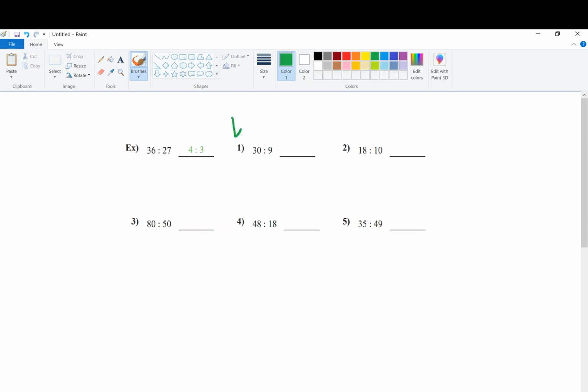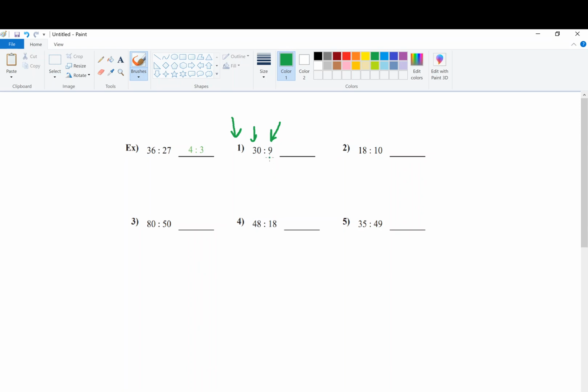So let's look at number one here. I have 30 and I have 9, right? So I want a number that will divide into 30 and into 9. You can think about it for a second. Let's start with 2. Does 2 divide into 30 and 9? Well, 2 does not, because 2 goes into 30, but 9 is not even, so 2 cannot go into it. What about 3? Well, 3 does work.